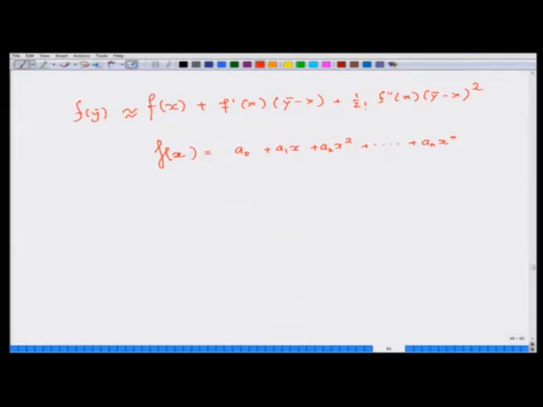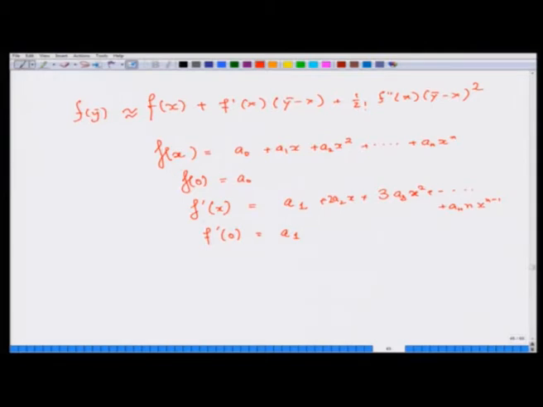Now, let me do one thing. You see, f of 0 here is a0, right. Now, what is f dash of x here? f dash of x here is a1 plus 2 a2 x plus 3 a3 x square and so on and so forth, plus n a n x n minus 1. Now, f dash of 0 is a1. So, you have been able to compute the constants in terms of these coordinates.